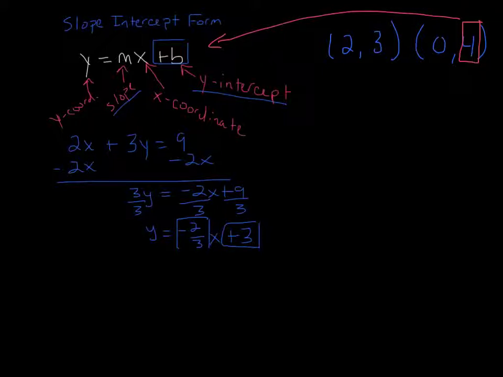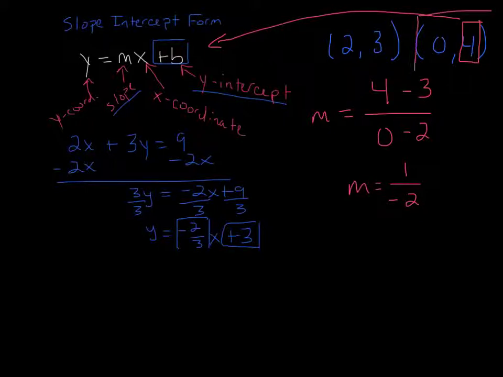Now the only thing I'm missing is my slope. So we've got to start out by figuring out what our slope is, right? So I'm going to go 4 minus 3 over 0 minus 2. Hopefully you remember that's how you find your slope, the slope equation. So 4 minus 3 is 1, and 0 minus 2 is negative 2. So now I have my slope, and because I have my 0 value, I have my y-intercept of 4.